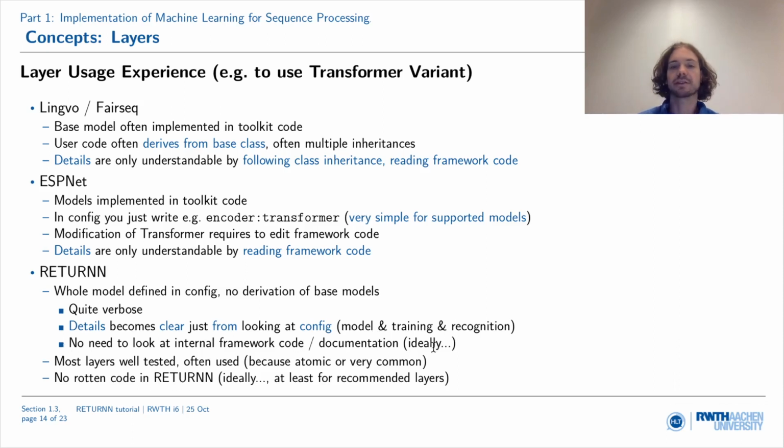Ideally, of course, it's maybe not always the case, although we really have mostly this covered. And most layers are well tested and often used because they're atomic, and in basically all your models you always have the same atomic building blocks. Also no rotten code. Of course, ideally, there are bad examples.